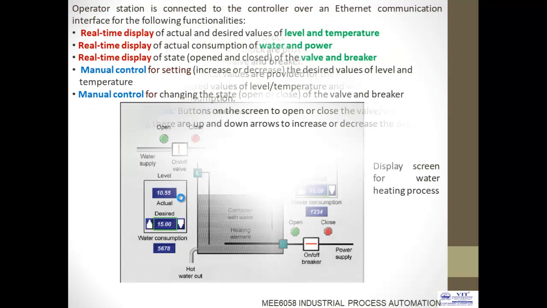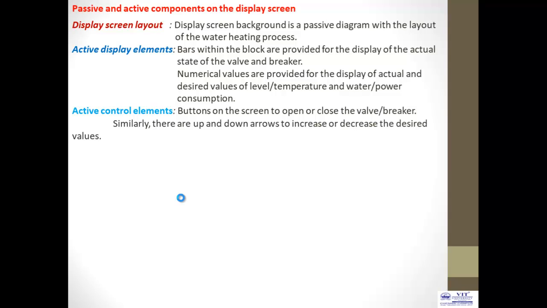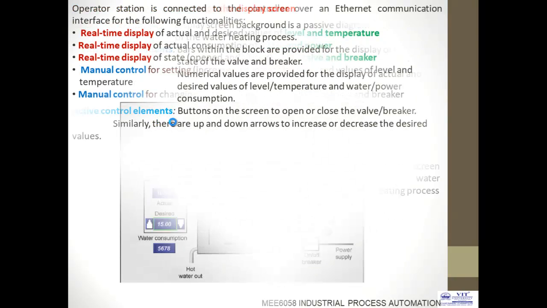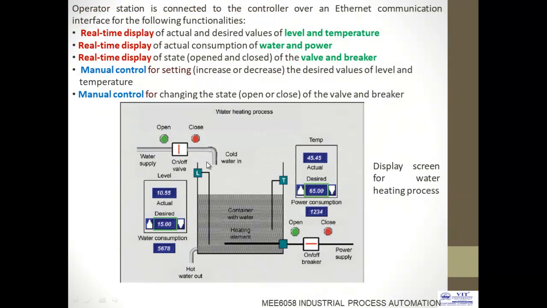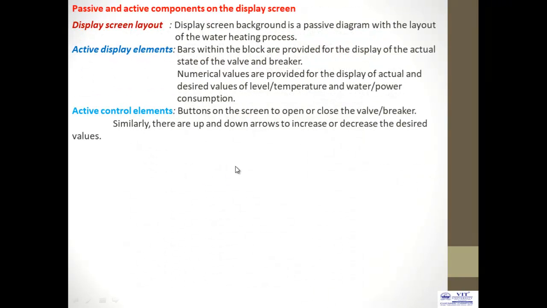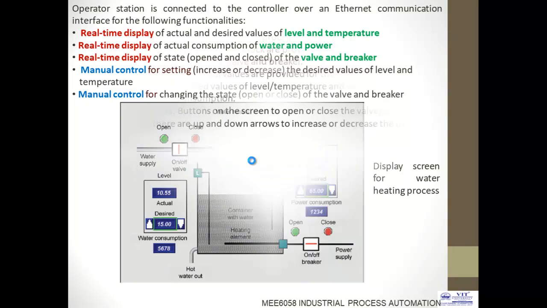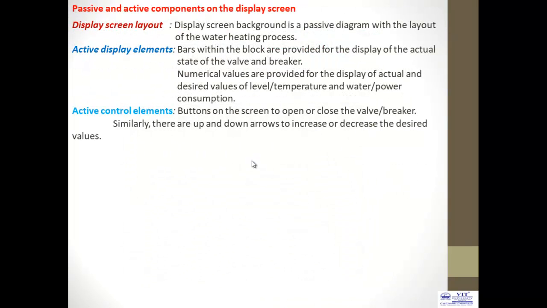Generally, in the basic components, we have passive and active components on the display screen: the display screen layout, active display elements, and active control elements. The display screen layout is inactive. Here you can find the water layout, the temperature layout, and the on-off valve. That is how we find the process layout. All the process layouts, each and every process, are embedded in the display screen layout.